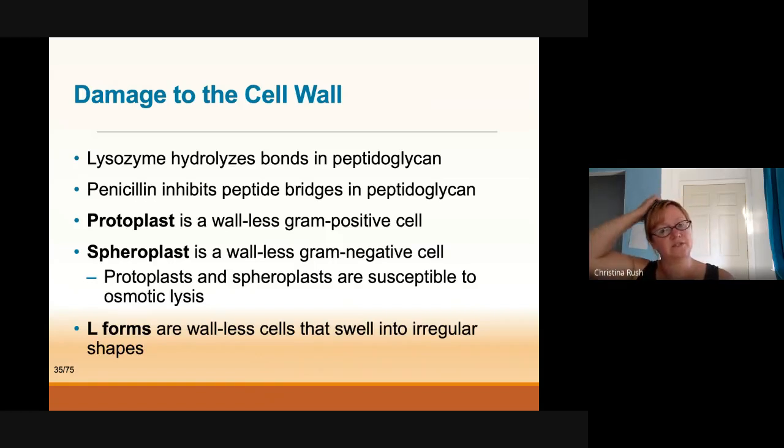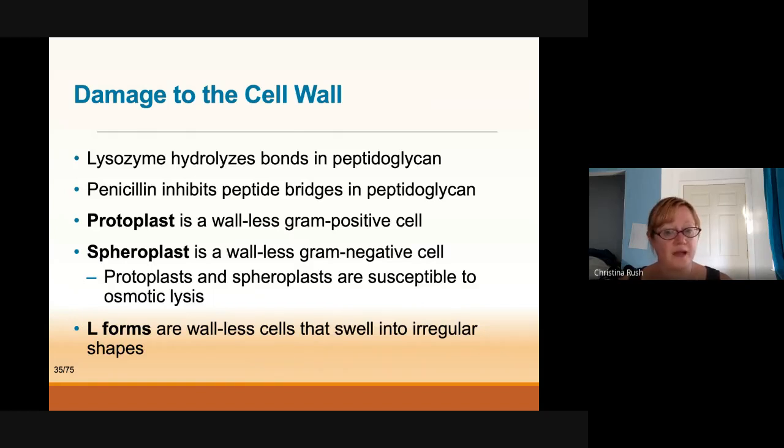So, damage to the cell wall. Lysozyme can hydrolyze bonds in peptidoglycan. So if you have a really thick peptidoglycan layer, lysozyme's easily going to kill that cell. Penicillin will inhibit the peptide bridges. Again, it's going to break up peptidoglycan cell walls.